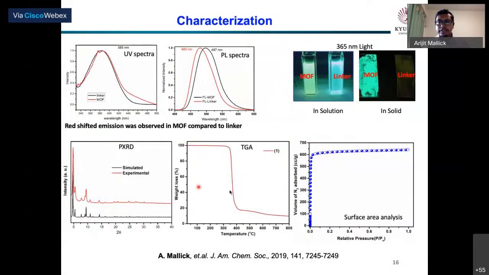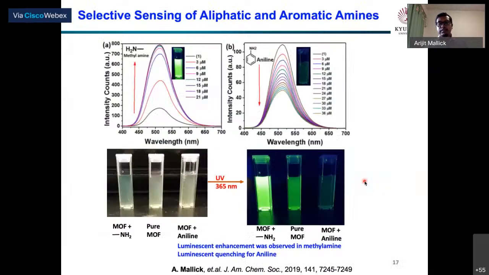So here the interesting thing is that if you see the MOF in solution, it gives luminescence under a 365 nanometer light source. Also, the linker gives luminescence in solution. But interestingly, in solid state, the linker doesn't show any luminescence. The MOF shows it. So as I told, the linker actually aggregates in the solid phase. But in the MOF, they are separated from each other, and the luminescent property is similar to that in solution. And also, it has nice stability up to around 400 degrees Celsius. And these MOFs are highly porous, as I told before, with a surface area around 2,300 meter square per gram.